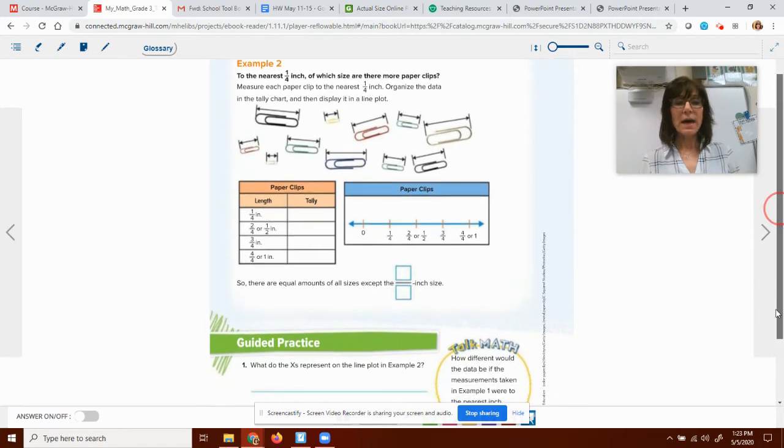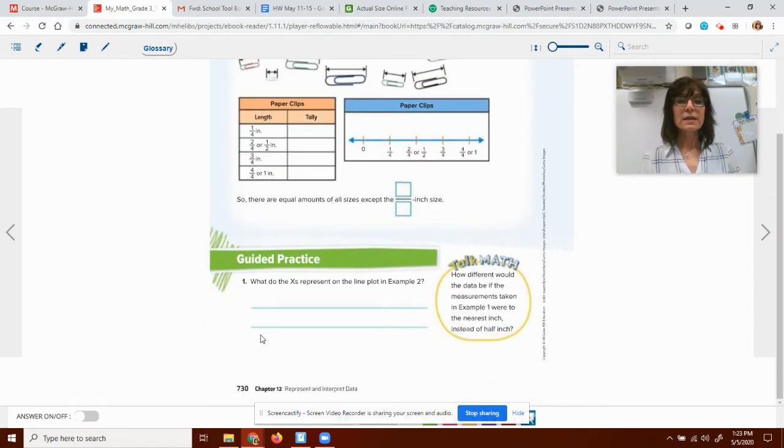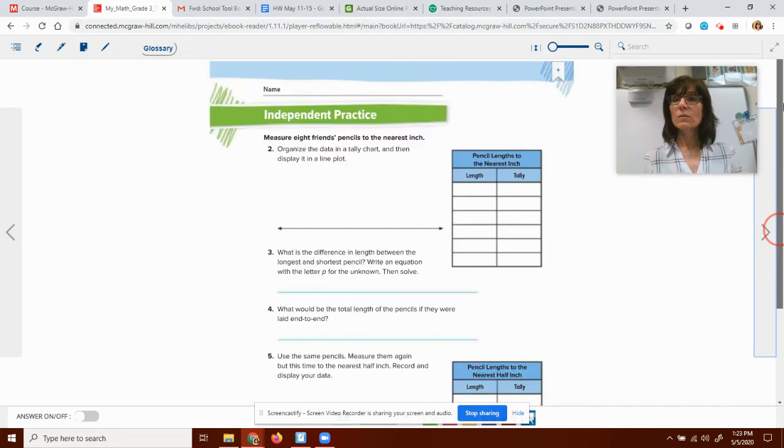Let's go on to the bottom under guided practice. What do the X's represent on the line plot in example 2? Well, the X's represent the frequency of the size of the paper clip. On the next page, when we have independent practice, it says, measure 8 friends' pencils to the nearest inch. Organize the data in a tally chart and then display it on a line plot.